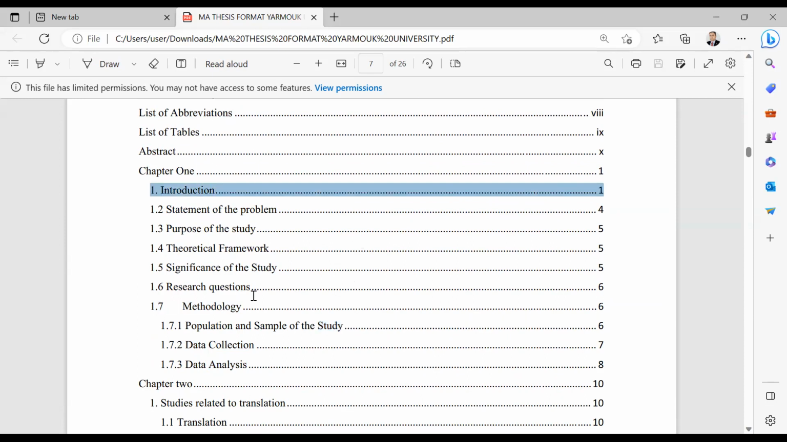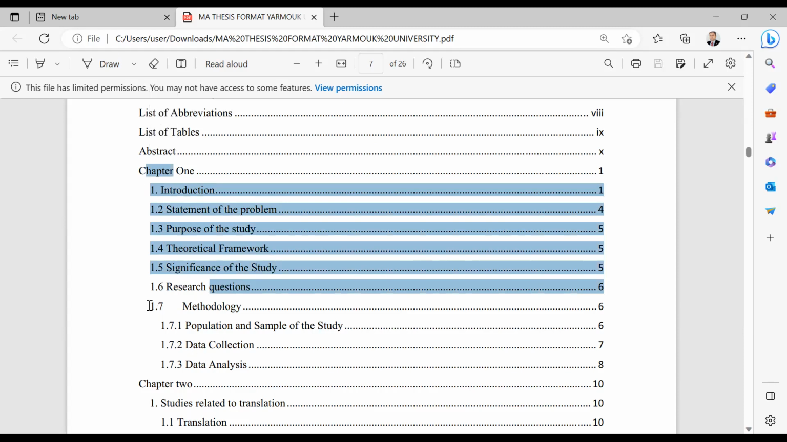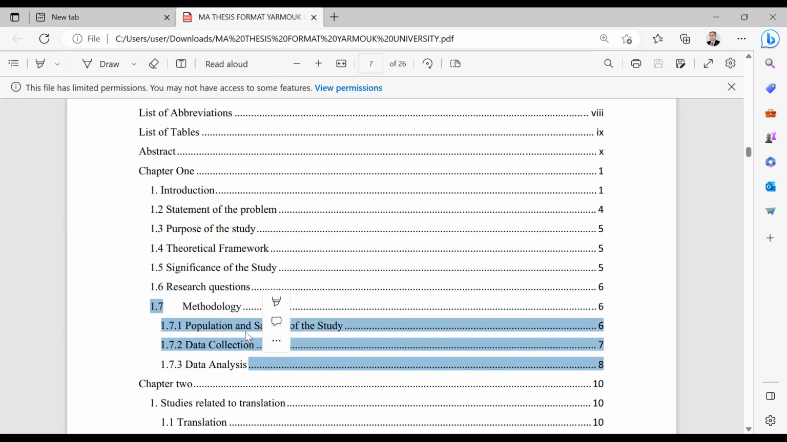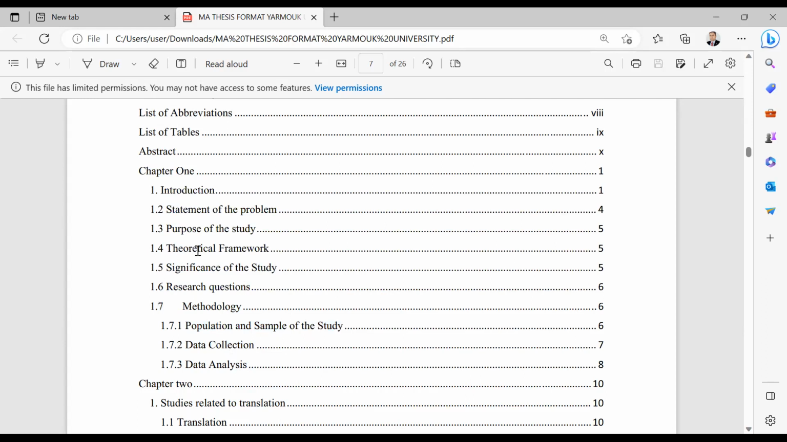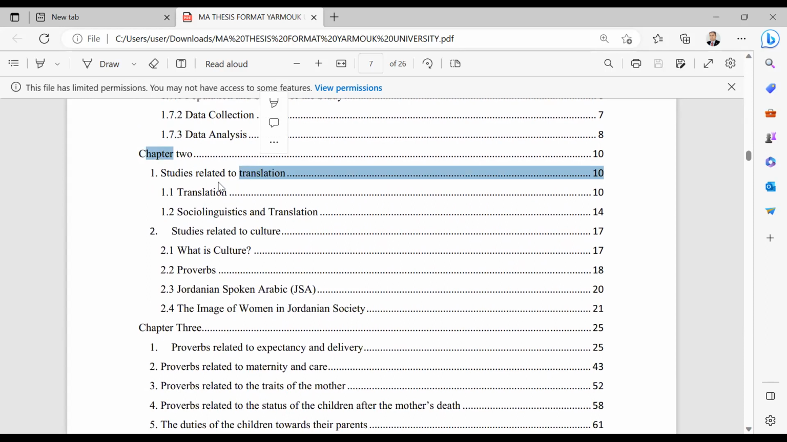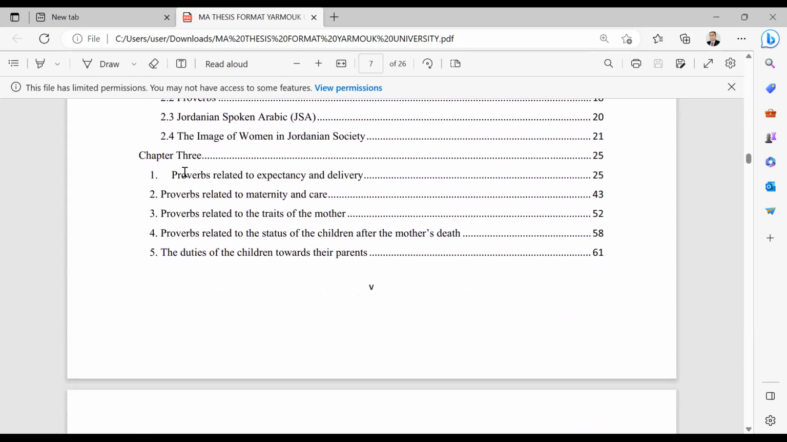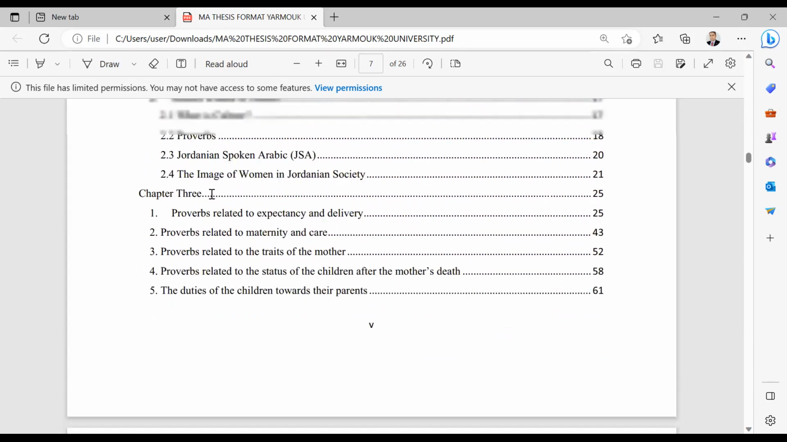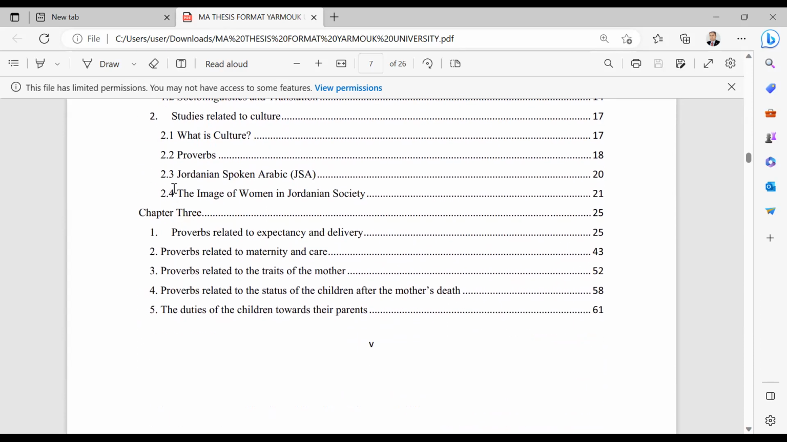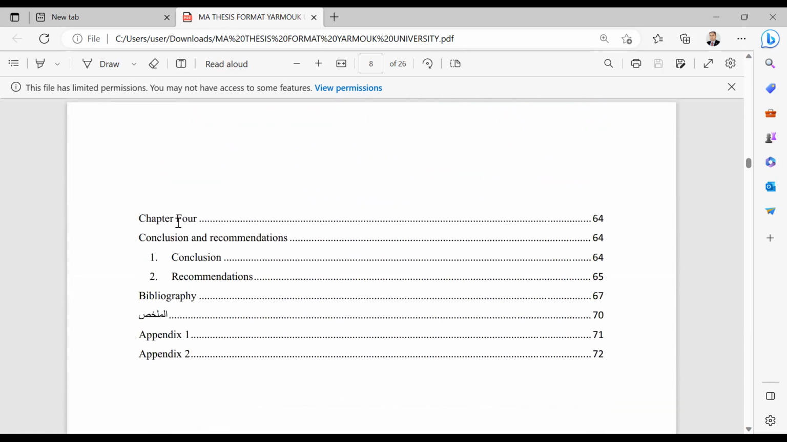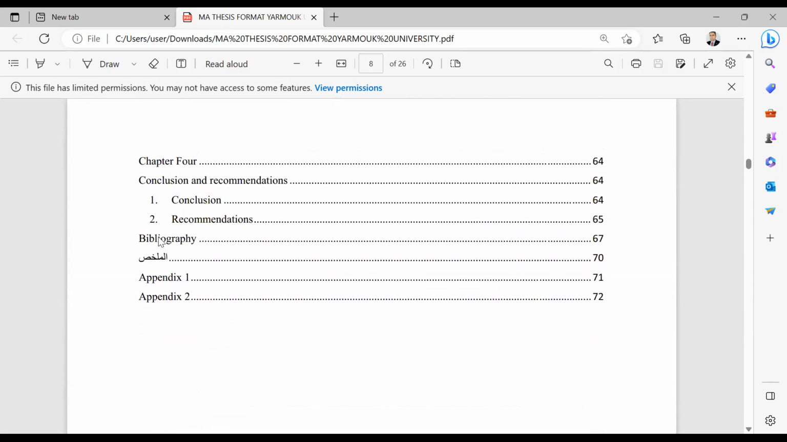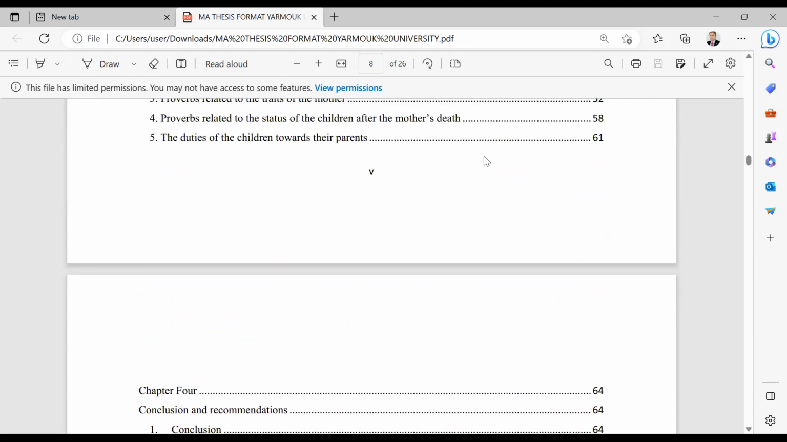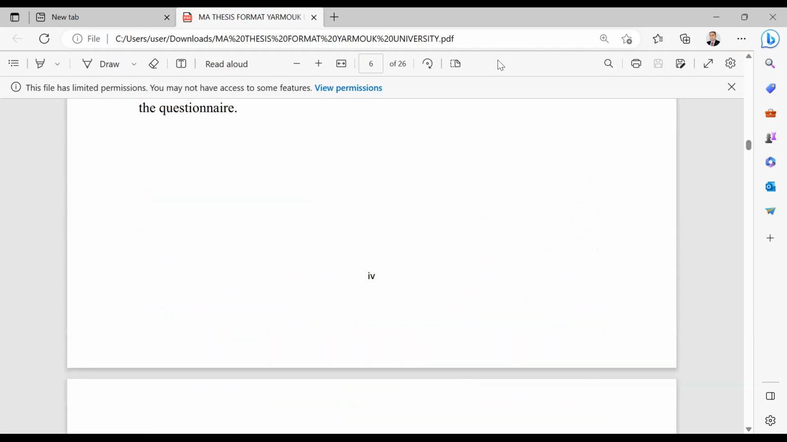So chapter 1, you should have this information, and this must be chapter 3, methodology: population and sample of the study, data collection, data analysis, and theoretical framework. You have to take it from here and include it in the methodology. Chapter 2, you have a literature review, right? Chapter 3 methodology, chapter 4 will be the discussion, and finally we have the conclusions and recommendations. I will talk about them bismillah today, inshallah, how to write this section.